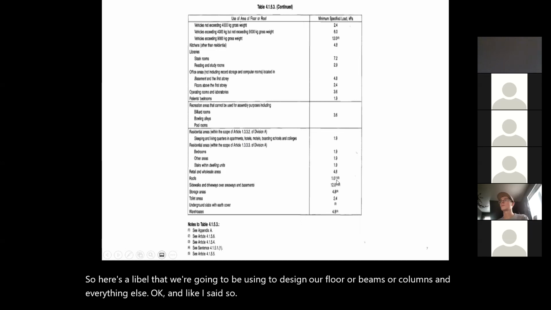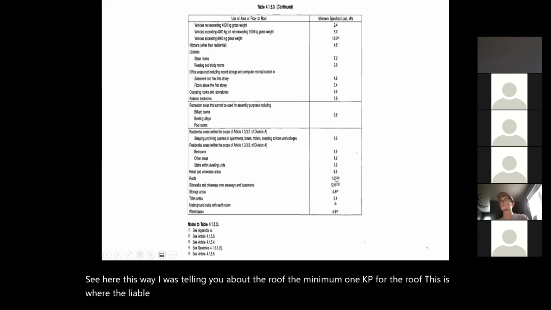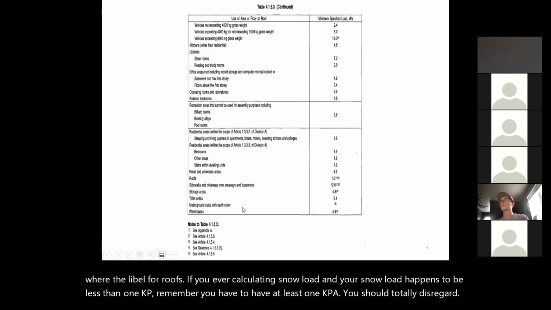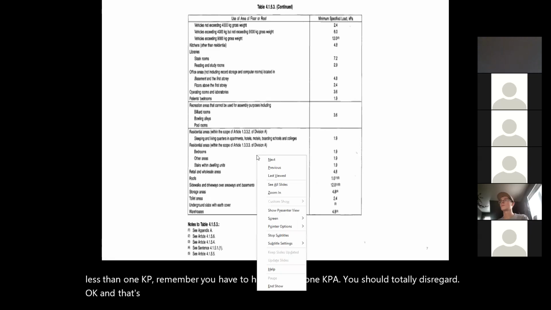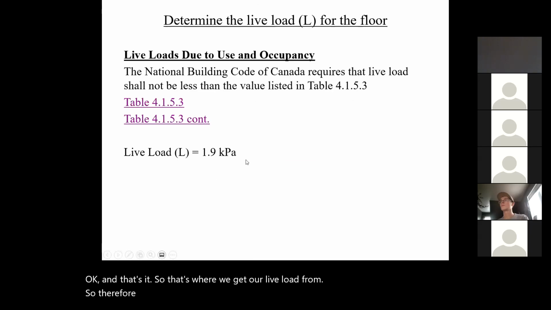See here, this is where I was telling you about the roof, the minimum 1 kPa for the roof. This is the live load for roofs. So if you're ever calculating snow load and your snow load happens to be less than 1 kPa, remember you have to have at least 1 kPa. You shouldn't totally disregard it. And that's where we get our live load from. Therefore, we're going to be using 1.9 kPa.